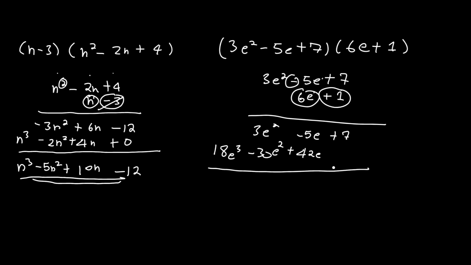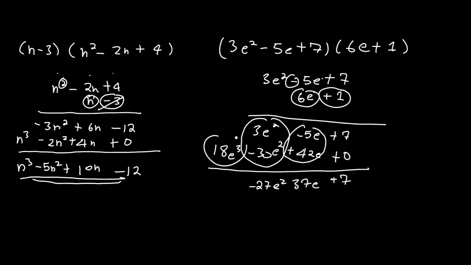Right, now go ahead and let's add or subtract. Over here we will have positive 7, and now 42 minus 5. 42 minus 5 is 37, so we'll have 37e. Next we have 30 minus 3, which will be negative 27e to the second power. And this term over here, let's just bring it down here.